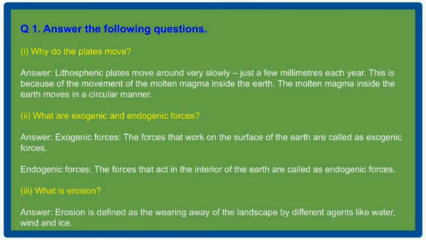So the first question is: answer the following questions. 1. Why do the plates move? Here plates means the lithospheric plates. The answer is: lithospheric plates move around very slowly, just a few millimeters each year. This is because of the movement of the molten magma inside the earth. The molten magma inside the earth moves in a circular manner.